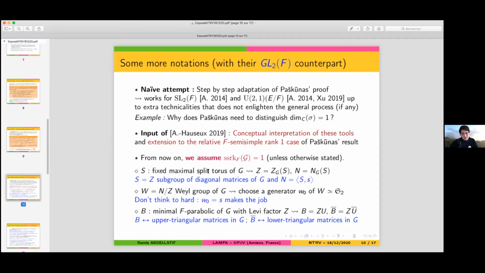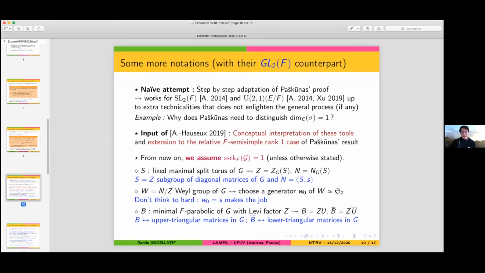W will be the Weyl group of G. And as I'm in semi-simple rank 1, this will just be S2. So I can pick a generator, an element of order 2. If you want to look at higher rank, you will take a longest element in W. I don't know what you will do with that, but you take that. So here W is S2 in the GL2 case. B will just be a minimal F-parabolic subgroup of G, and I assume it has a Levi factor Z. So I can write B as ZU, where U is the unipotent radical of B.